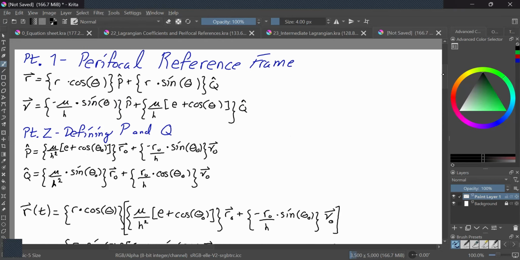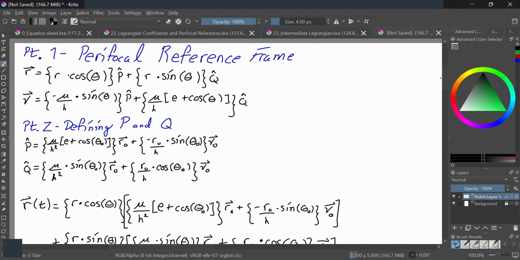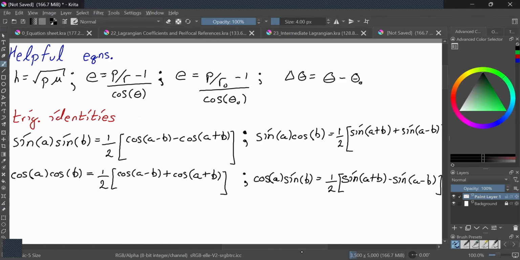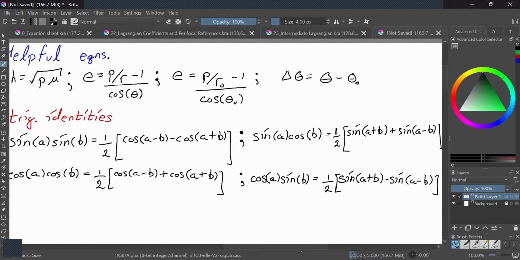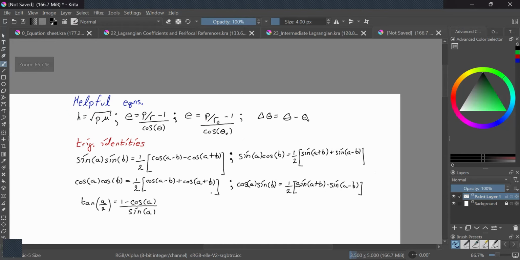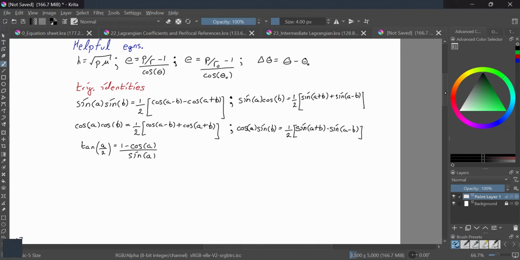So if we go up to here, let's go back up to the top and slide over. Oh, look. Can I fit all of them? My handwriting was just slightly too big. And I realized I missed one second. All right. So let me, no, I don't want to slide. I want to zoom. There we go. All right. So we have a list of helpful equations. We have a list of trig identities.